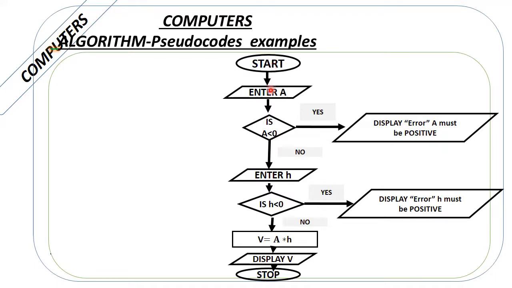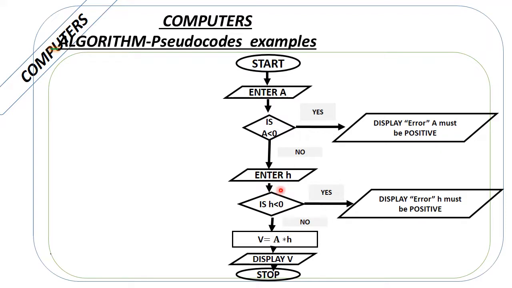So start, enter A. Is A less than 0? Yes. Display error, A must be positive. So this is the opposite of what we have been discussing, because this one doesn't take the program back to enter A. So it will just tell the user that there is a mistake, but it won't advise the user to enter again. It's up to the user to start the program from here. Okay, so if A is greater than 0, it will continue to enter H.